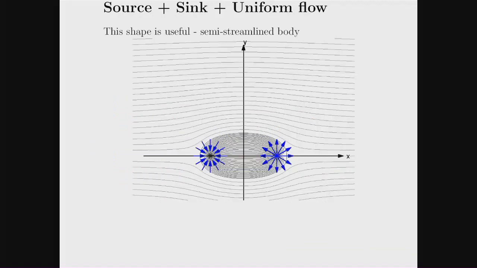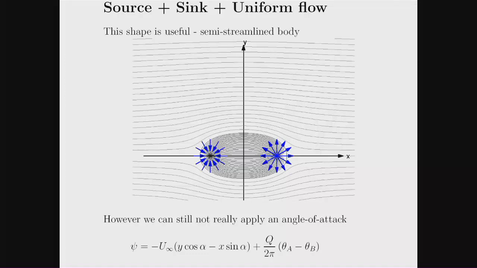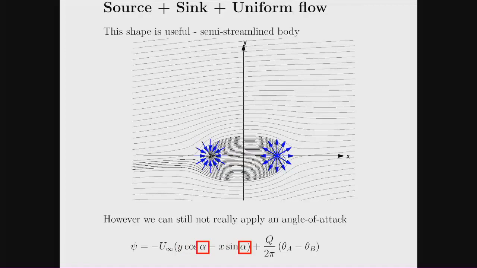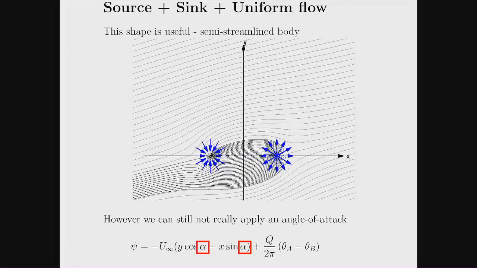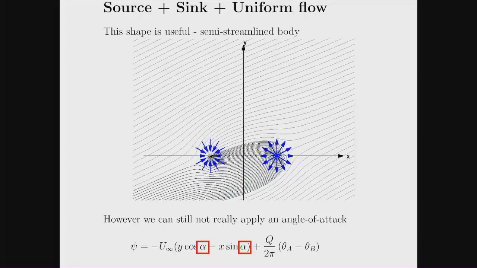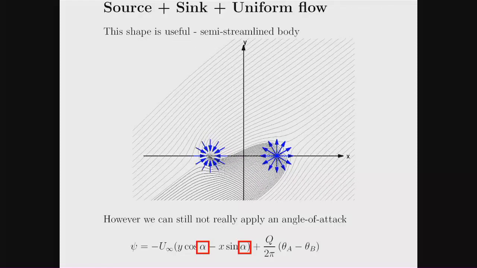Right, so this shape, this full Rankine body, is somewhat useful. It's a semi-streamlined body. But we are still not addressing issue number 2, which is that we are not able to apply an angle of attack to this full Rankine body. When I change the direction of my uniform flow, you can see that our full Rankine body actually breaks down. We don't get a full Rankine body anymore.